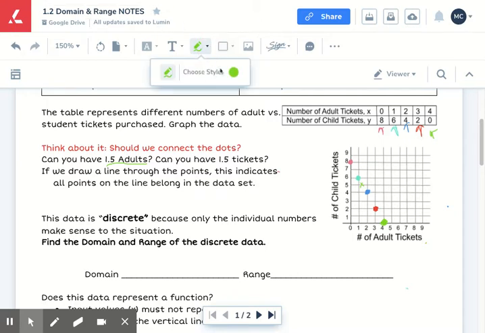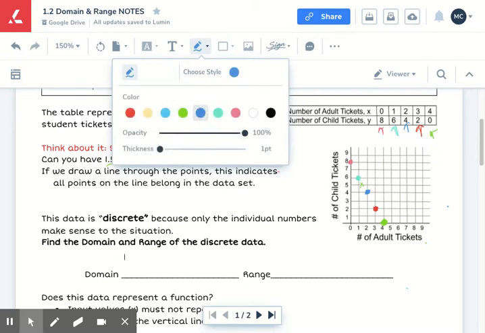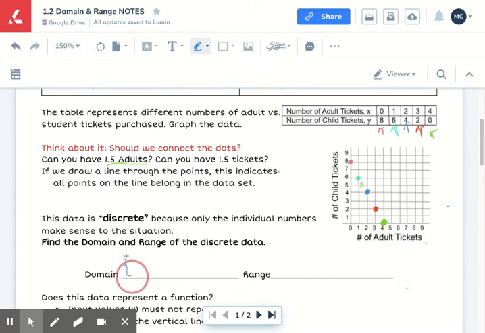Alrighty, so when we list the domain, it is going to be all of the possible x values or independent variable values, which in this case is the number of adult tickets. And the only way that I can do it for discrete data is to just make a set. So I'm going to use set builder notation and say x such that x equals, and then I just have to list the individual numbers that we have. So 0, 1, 2, 3, and 4. And I don't have enough information to infer whether or not there were any other data points there. They didn't tell me.